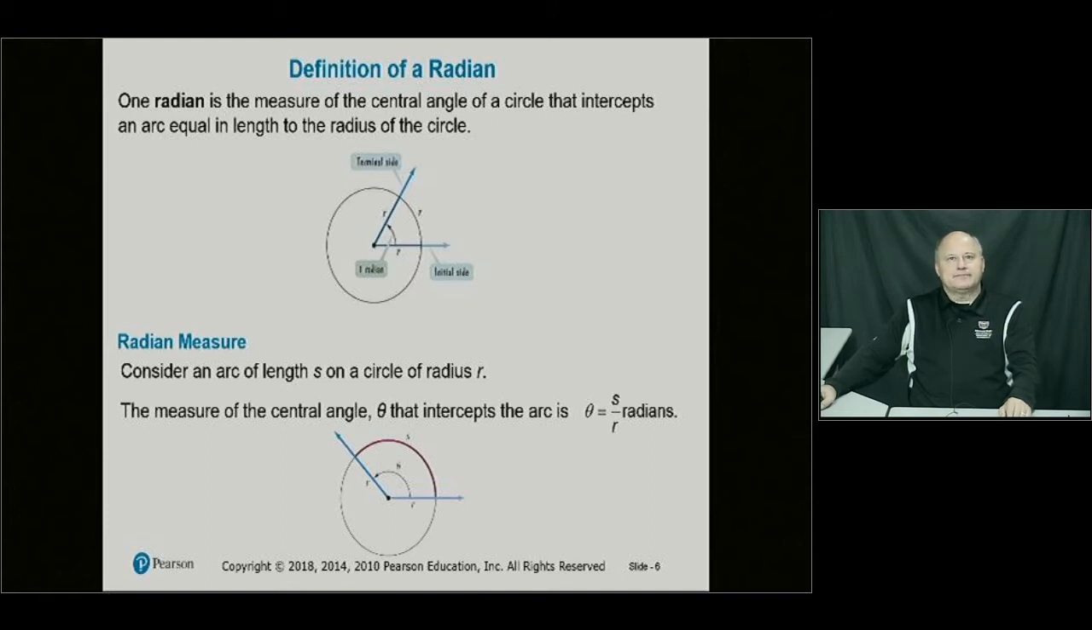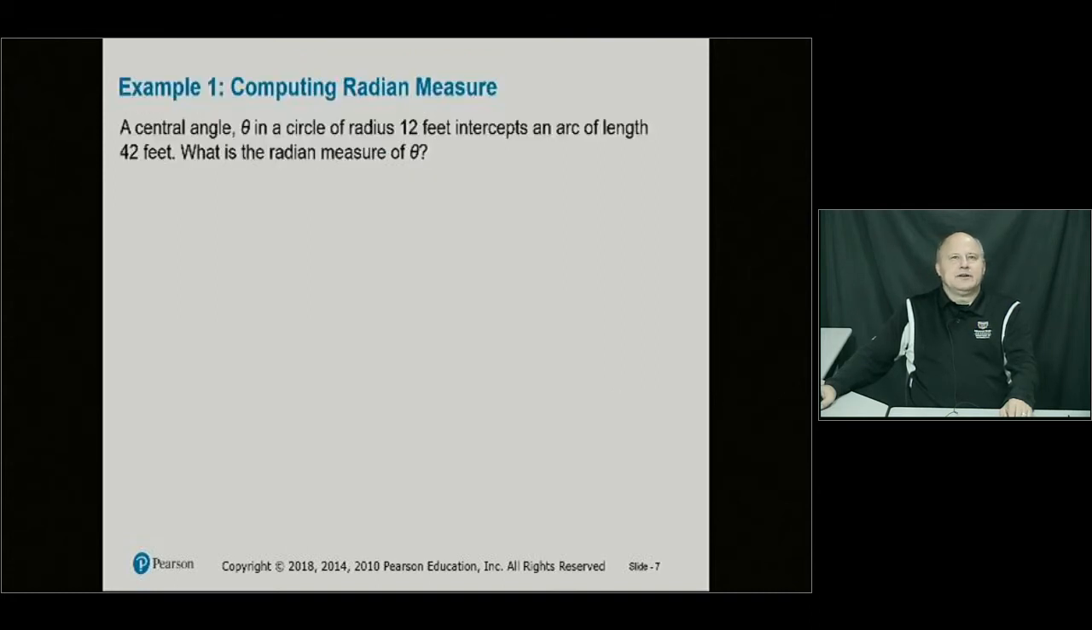1 radian. So radian measure: consider an arc of length s on a circle of radius r. The measure of the central angle theta that intercepts the arc is s divided by r, in radians. That's just another way to write it as a formula. So theta is s divided by r. So if the arc length is 2 radiuses, then you'd have 2 radians. That's the idea.